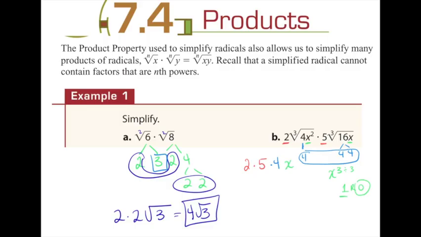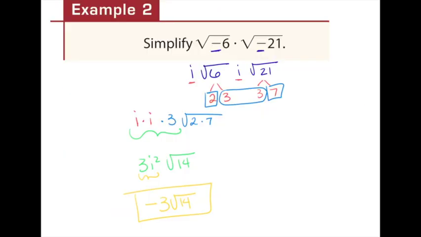And then I can just multiply. 2 times 5 times 4 is 40x, and actually nothing stayed in there. So when you do something like this, take the i out first and pull it out here. And then you can use your factor. Anything that groups according to your index can come out. Anything that doesn't group according to your index stays in. But i squared is going to be replaced with a negative 1. So that's where we get this negative 3 from.